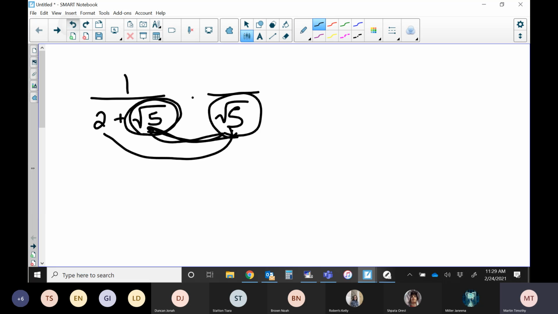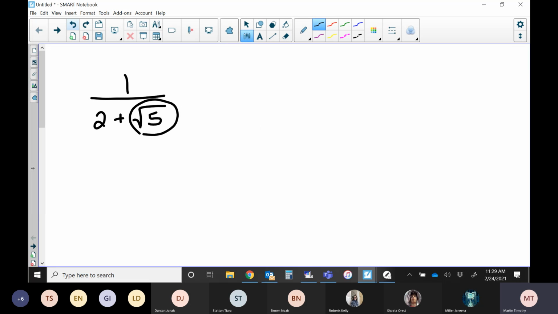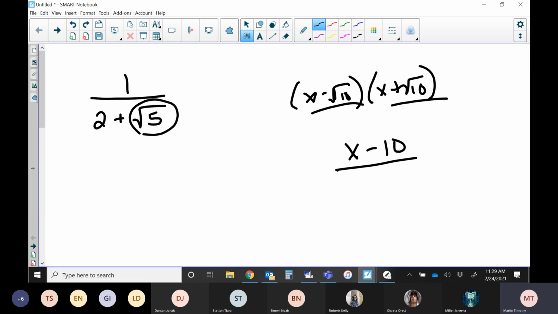That's no good. So what did you notice when we did x minus the square root of 10 and x plus the square root of 10? What did you notice happened when we got our final answer? What is there no longer? A radical sign. So what could we do to this problem to help us solve this?